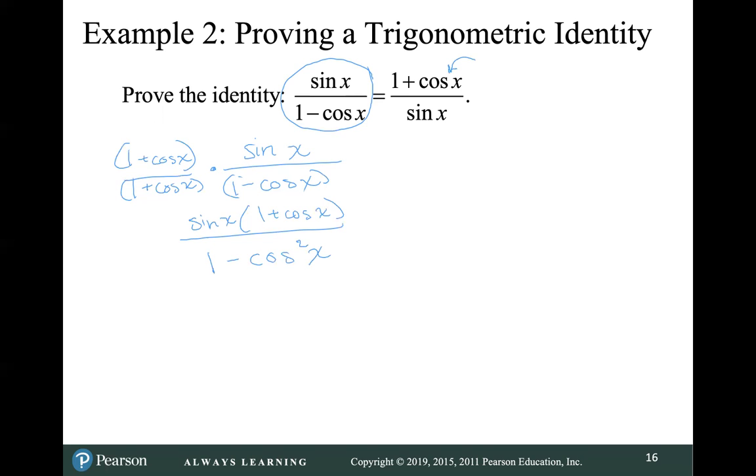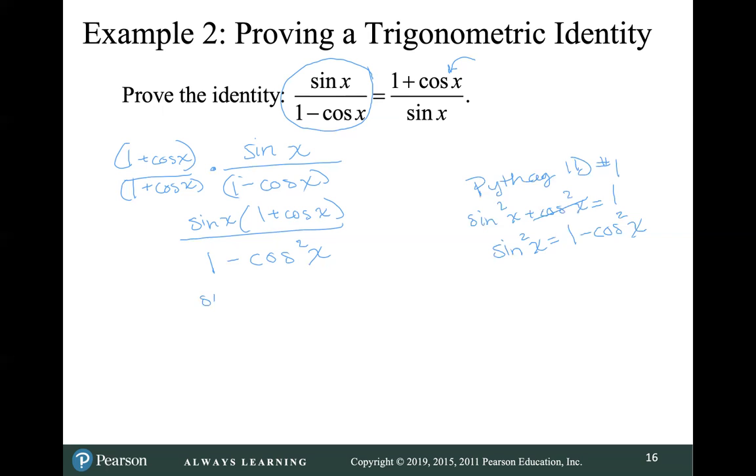This is where our identities come in. I have that 1 and the cosine squared. The identity that uses both 1 and cosine squared is sine squared x plus cosine squared x equals 1. Subtracting cosine squared from both sides, we get that sine squared x equals 1 minus cosine squared x. This is our favorite Pythagorean identity, number 1.